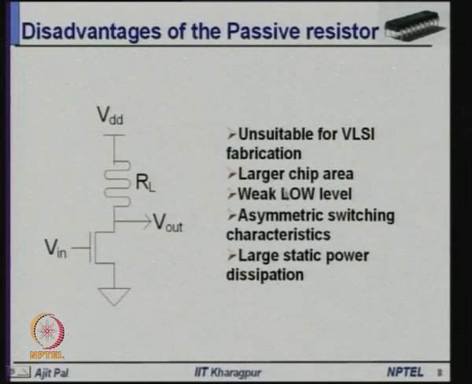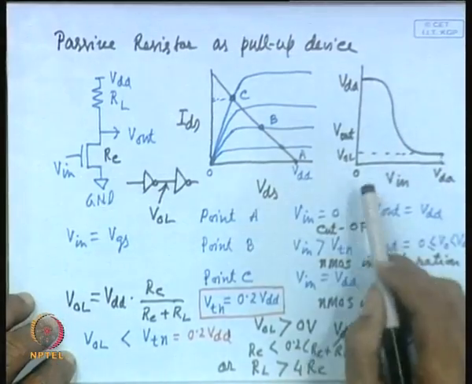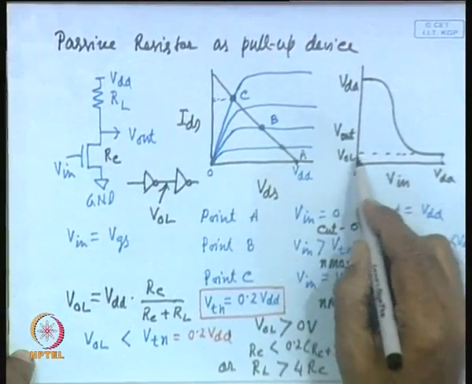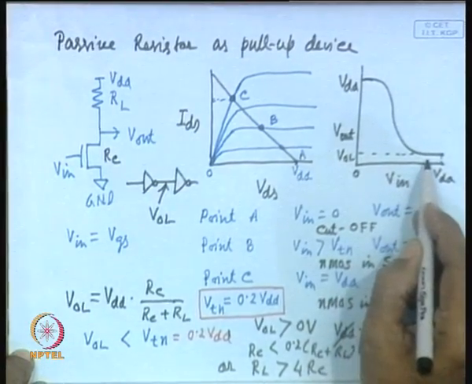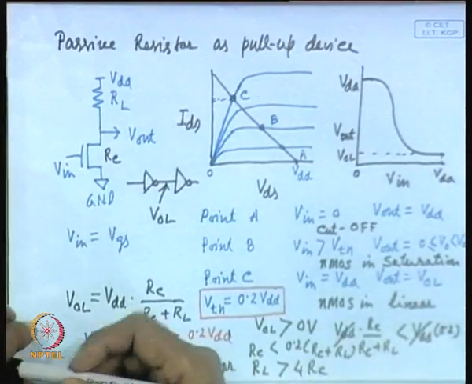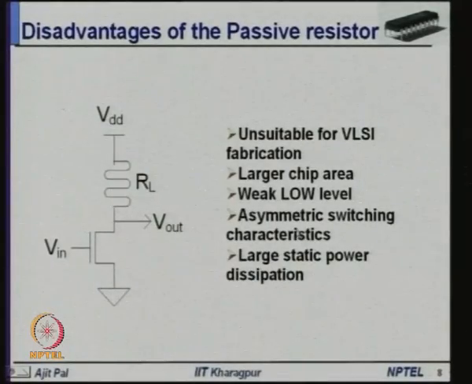Secondly, it provides you weak low level, as we have already seen. The output level is not really 0. So, here you are getting a voltage which is higher than 0. So, we can say the output is weak. Then third factor, which is very important, asymmetric switching characteristic. What do you really mean by asymmetric switching characteristic? You see, we shall see later on that operation of MOS circuits are essentially charging and discharging of capacitors.